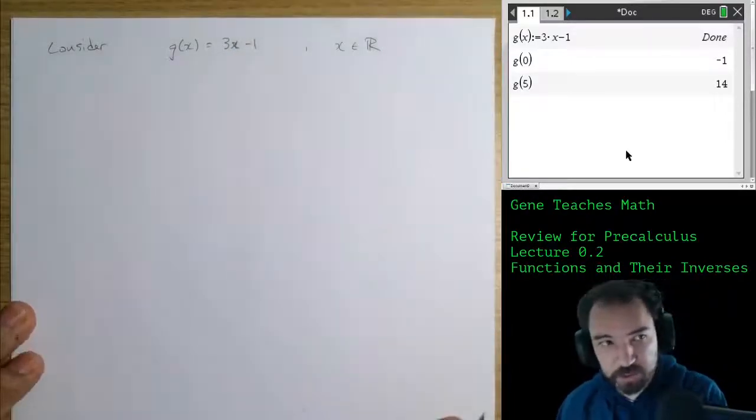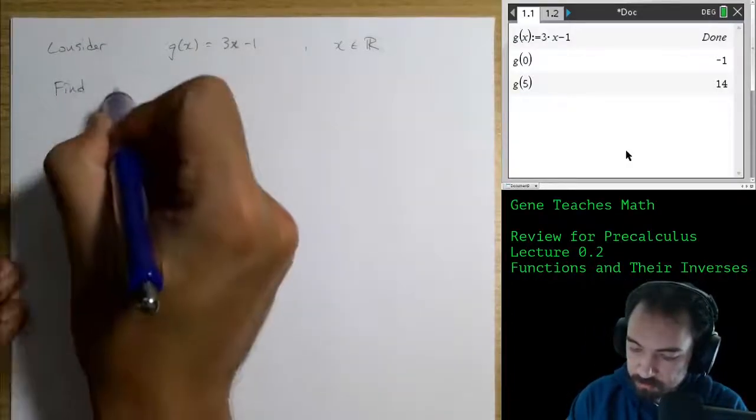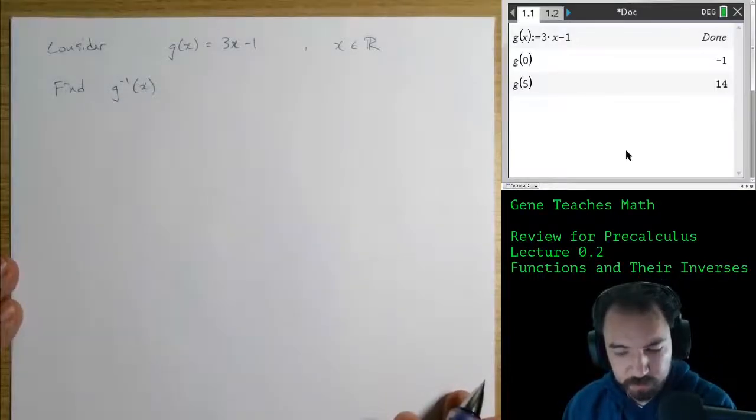So you can see that on my calculator screen. We defined g of x earlier. Now, what we want to do this time is find a function rule for g inverse of x. Okay. Let's understand what that means.